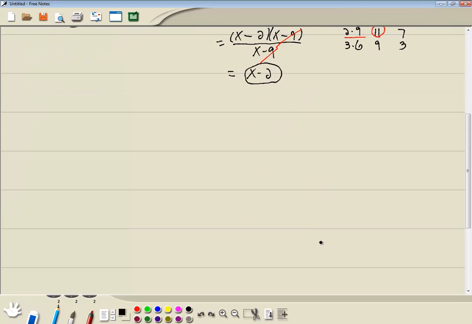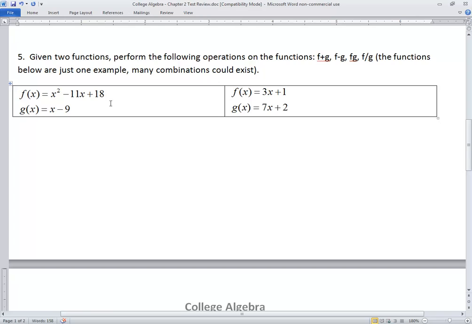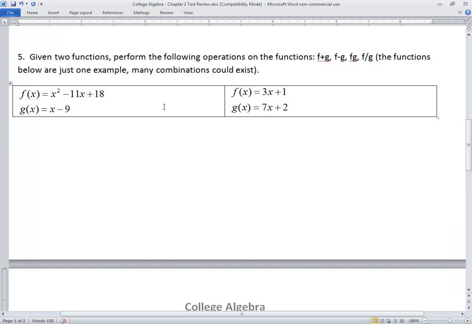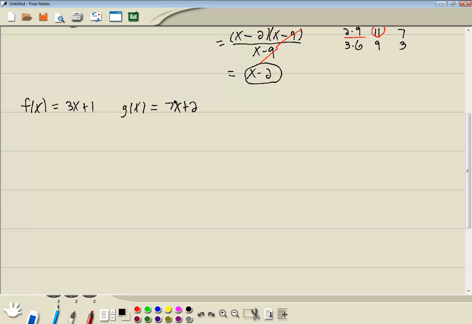Let's take a look at our second example. We've got f of x is equal to 3x plus 1, and g of x is equal to 7x plus 2. And we want to find the same 4 operations. We want to add them. So f plus g. Again, I put parentheses around each one. So parentheses around the 3x plus 1, plus, then parentheses around the 7x plus 2. For this particular problem, these parentheses aren't doing anything, so I can just drop them. So we'll combine like terms. 3x plus 7x is 10x. And combine numbers. 1 plus 2 is 3. So our answer is 10x plus 3.